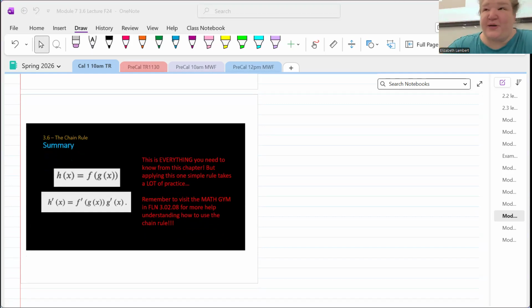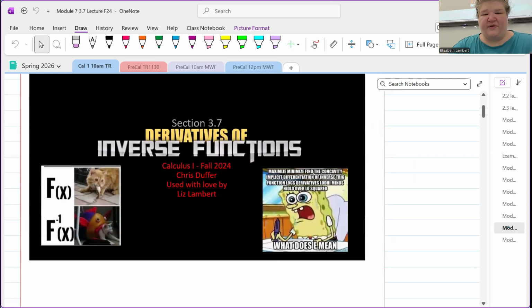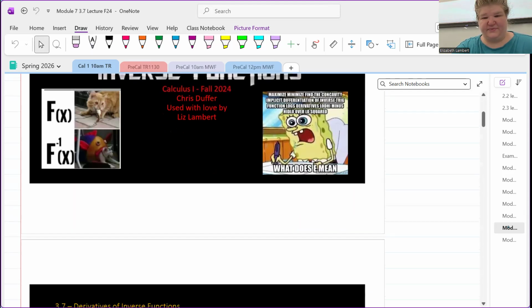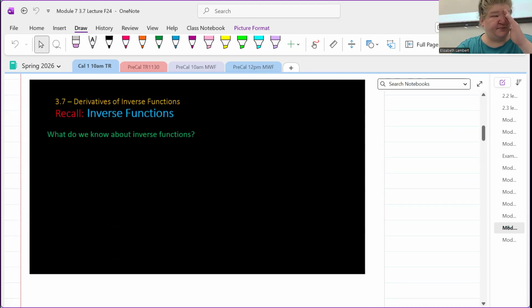Again, we've got 3 sections to cover in 2 days, so I'm going to move from chain rule into our next section. Our next section is 3.7, which is the derivative of inverse functions. A weird thing. So our generic question here is, what do we know about inverse functions?